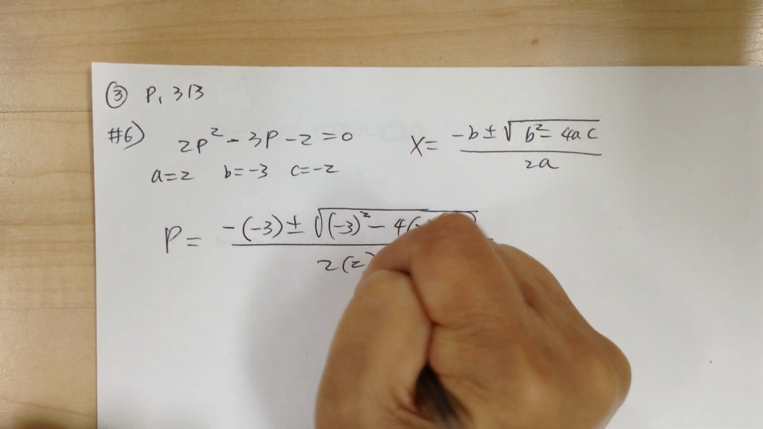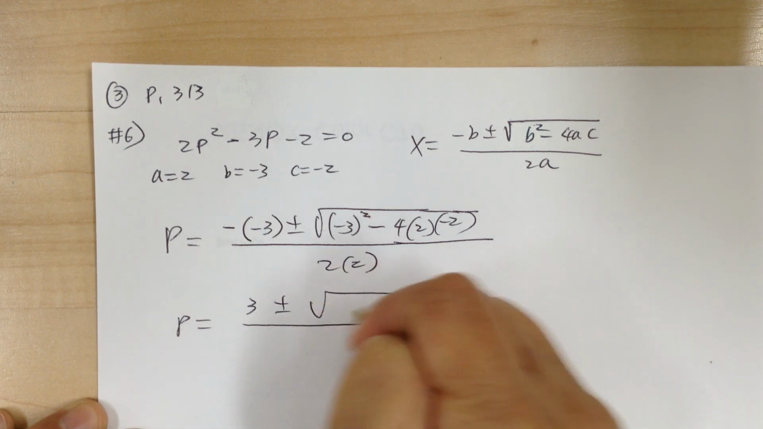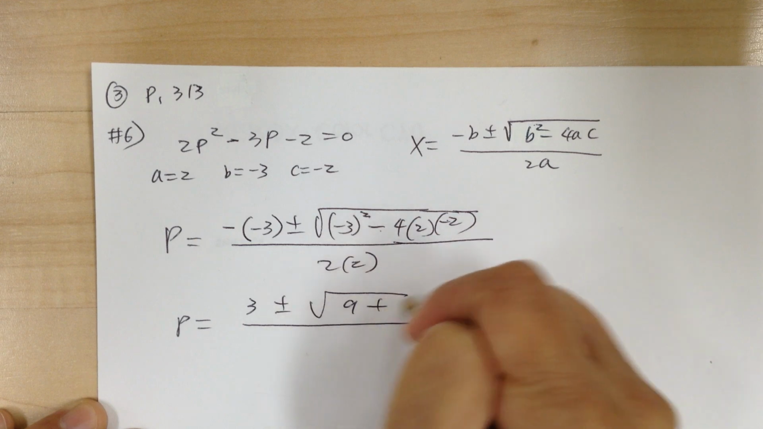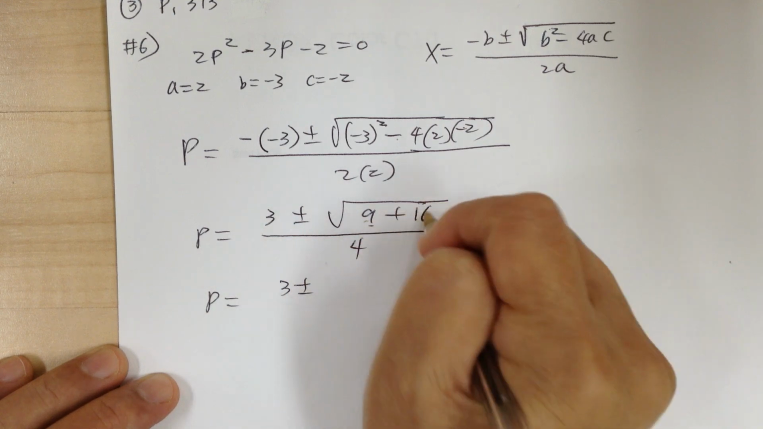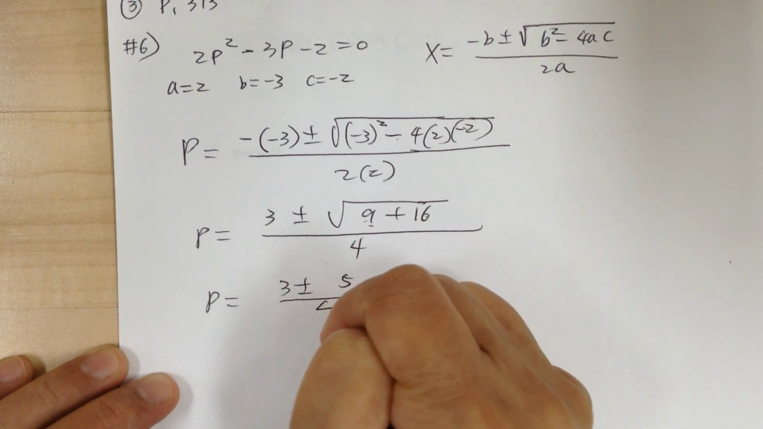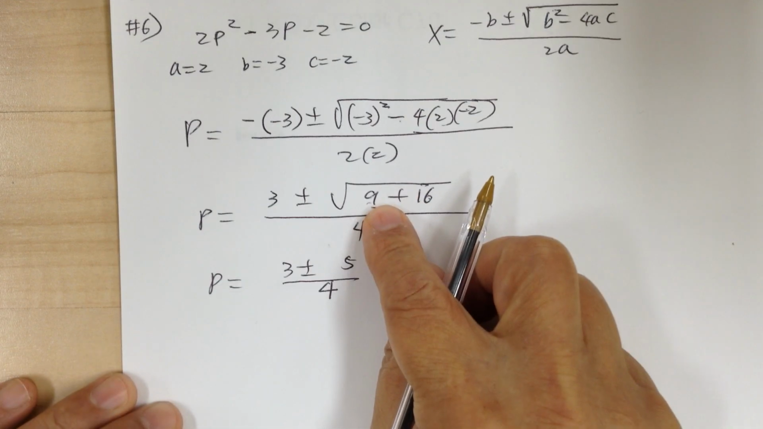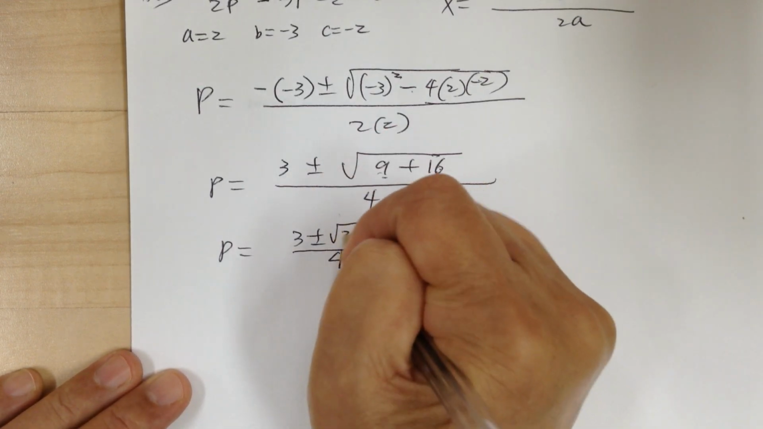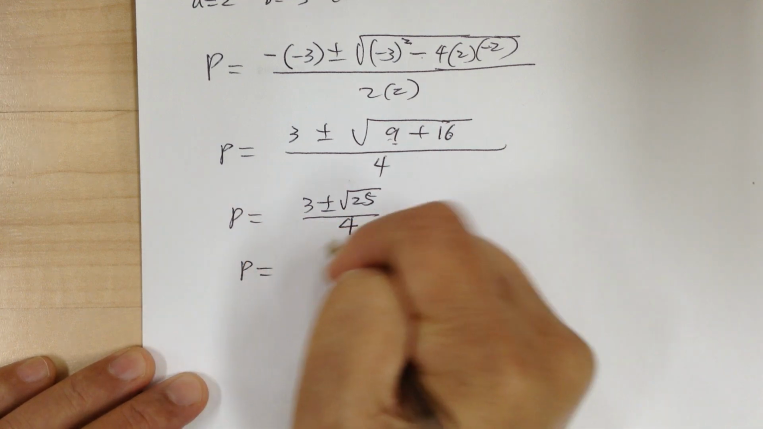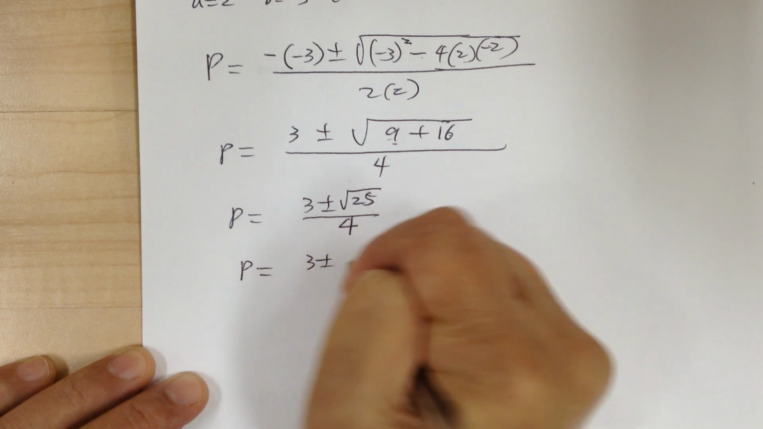over 2a. So p equal to 3 plus or minus square root of 9, minus and minus is plus 16, over 4. So p equal to 3 plus or minus, this would be 25. Square root of 25 is 5. Again, 9 plus 16 is 25, and the square root of 25 is 5. I'm going to do it step by step so you don't get confused.